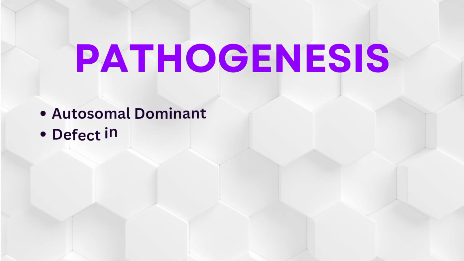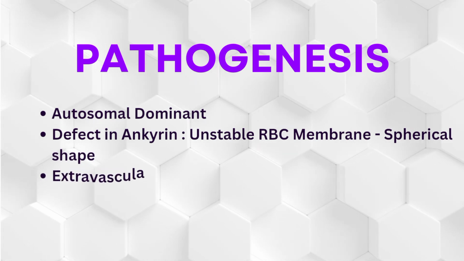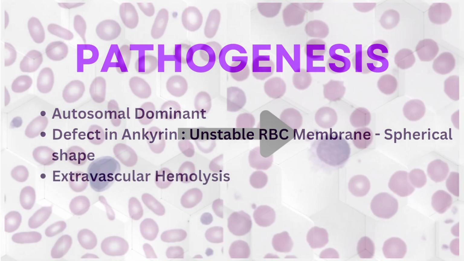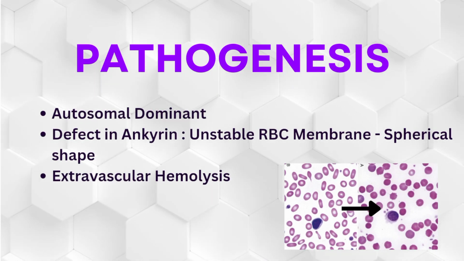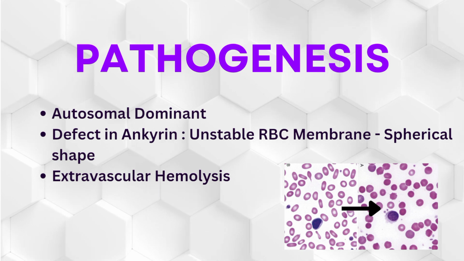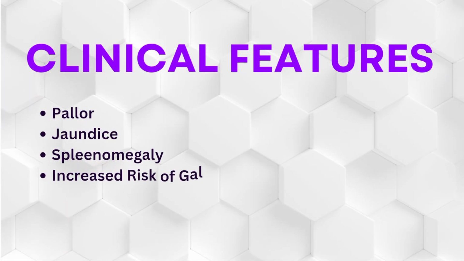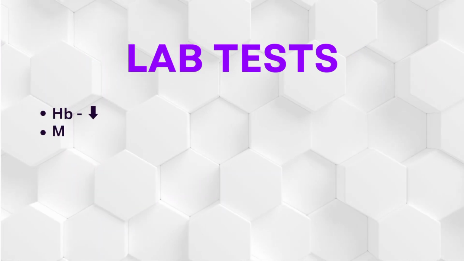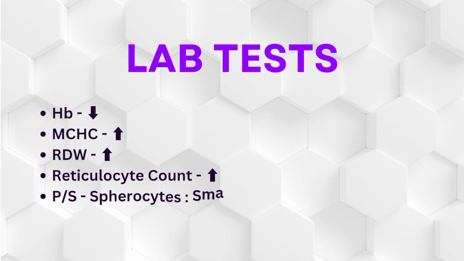Pathogenesis. It is an autosomal dominant disorder. Defect in membrane protein, most commonly ankyrin. Due to unstable membrane, RBC acquires a spherical shape and becomes more fragile, being easily destroyed in spleen, that is extravascular hemolysis. Clinical features include pallor, jaundice, splenomegaly, increased risk of gallstones.